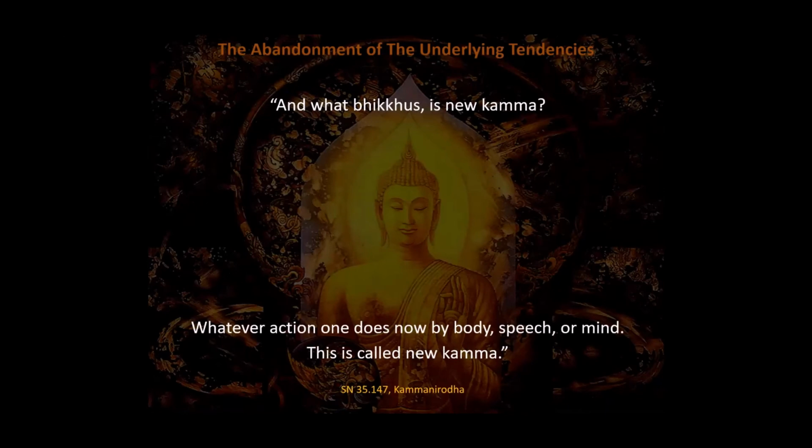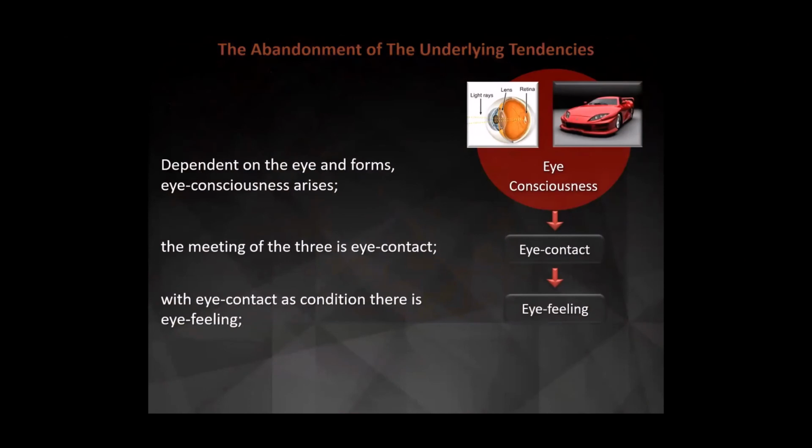Whatever action one does now by body, speech, or mind, this is called new karma. So this means the whole eye door process, up to feeling, is something we cannot control. But what follows is not passive. Craving is the first step where we respond actively and cause karma, right?